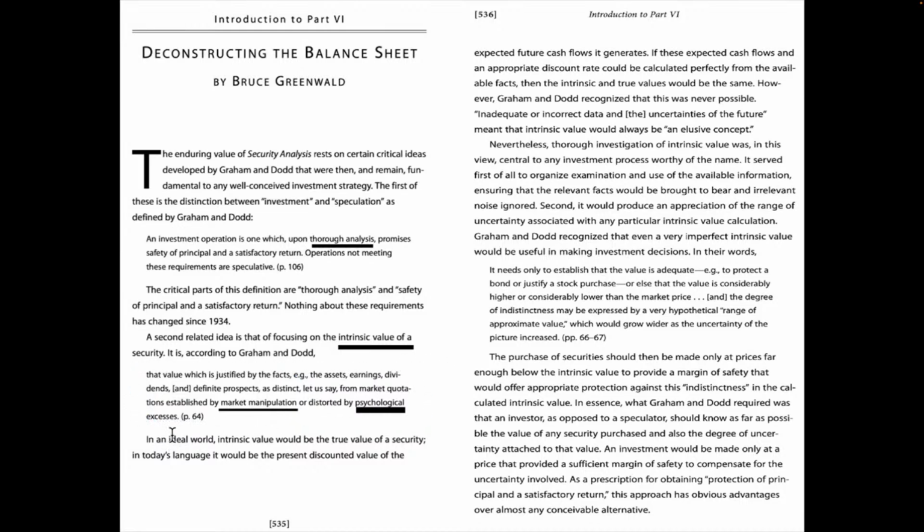Let's read on. In an ideal world, intrinsic value would be the true value of a security. In today's language, it would be the present discounted value of the expected future free cash flows it generates. Okay? If these expected cash values and an appropriate discount rate could be calculated perfectly from available facts, then the intrinsic value and true value, aka what the stock is trading at, would be the same. However, Graham and Dodd recognized that this was never possible. Inadequate or incorrect data and the uncertainties of the future meant that intrinsic value would always be an elusive concept.